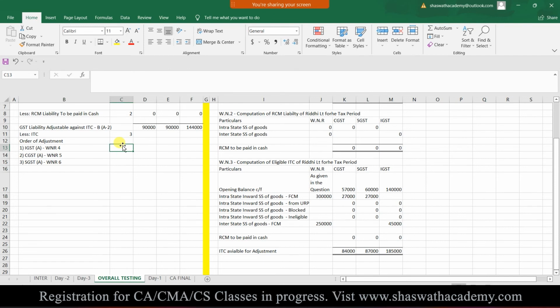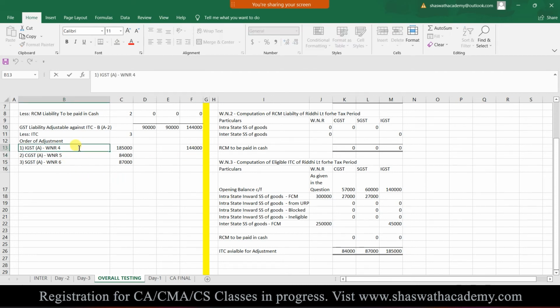And what is the amount I am supposed to take, sir? For IGST you have 185, for CGST you have 84, and for SGST you have 87. Now the order of adjustment starts. ITC is to be fully adjusted first against IGST liability. Therefore, my dear, the entire liability gets adjusted over here. Right? Sir, do I have any excess carry forward? Yes, sir, I have excess carry forward.